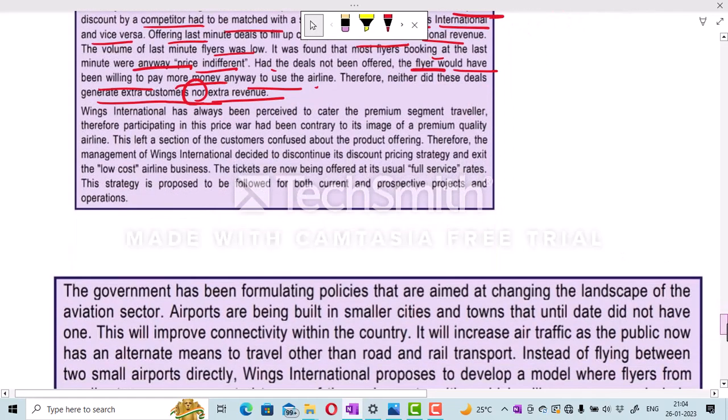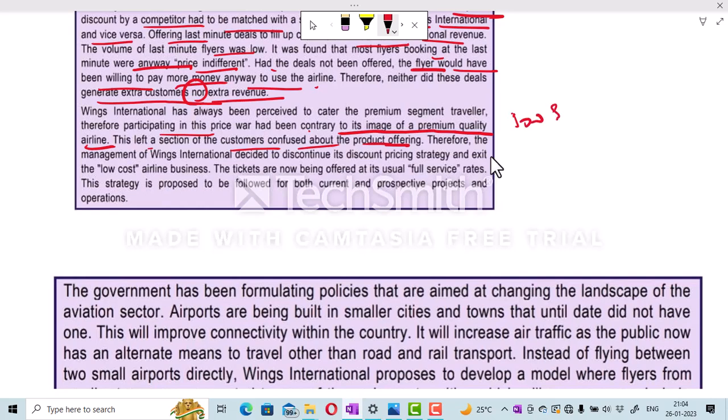Wings International has always been perceived to cater to the premium segment traveler. Therefore, participating in this price war has been contrary to its image of a premium quality airline. This left a section of customers confused about the product offering. See, there will be some persons who will pay a premium and will not be attracted to this low cost strategy, so they are unable to understand what they are doing. Will they offer quality products or not? So they lost some customers.